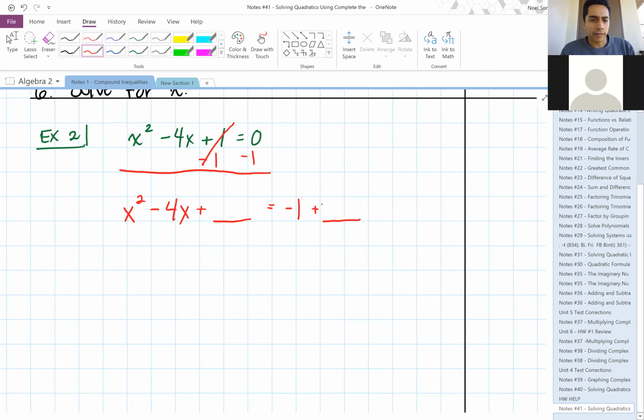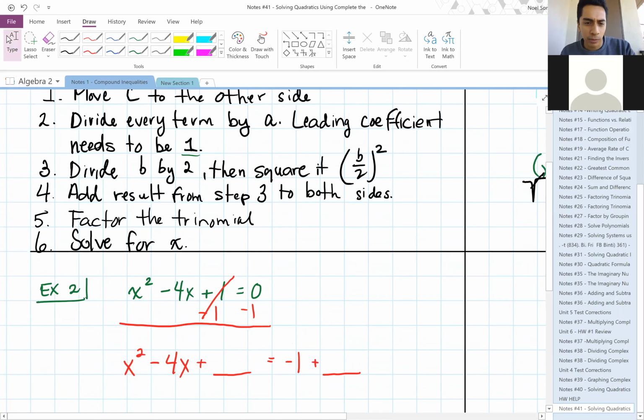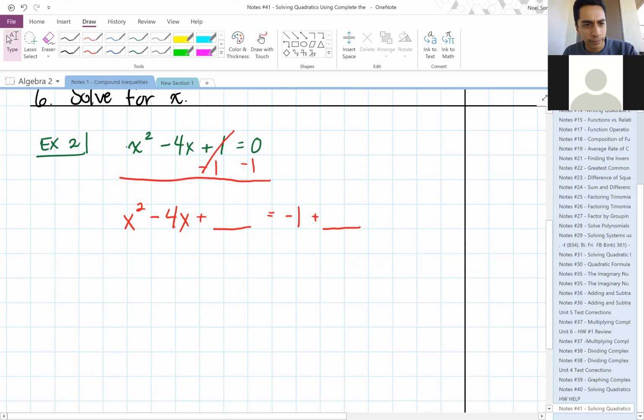All right, okay. So from there, what we want to do now, number 2, is divide each term by a, because we want the leading coefficient to be 1. Well, in this case, our leading coefficient is already 1. Right? There's an invisible 1 there. So there's no need to divide everything by that value. We're not there yet. We will get to those types of problems. But for now, we get to skip. Okay, so that takes us to step 3.